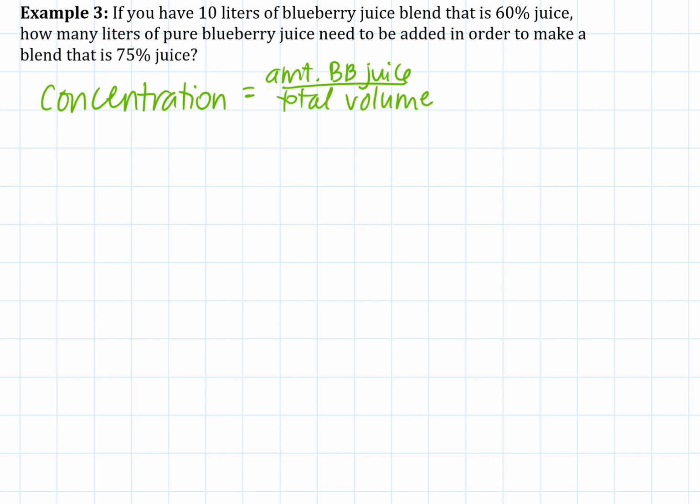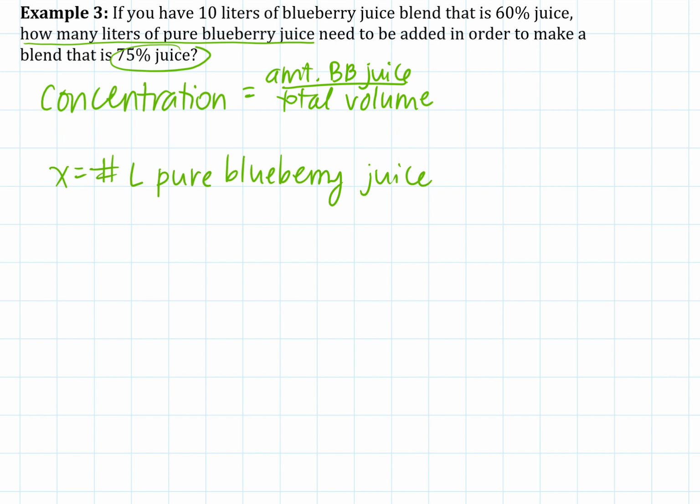This time, we don't know how many liters of pure blueberry juice. So let's call that X. This is the thing we don't know, the number of liters of pure blueberry juice. Okay, and you want to make a 75% juice blend. That's your desired concentration, so we'll put that on the left of the equation.